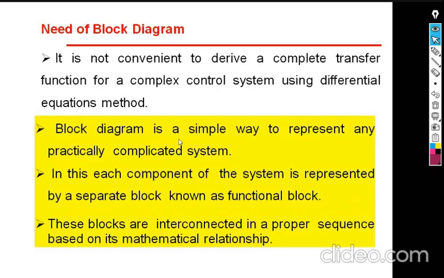Now, the main drawback of the previous methods, I'm not saying it's a drawback, is that it is not convenient for me to write the number of equations. Hence, an alternate technique to determine the transfer function is the block diagram reduction technique, which I explained in the previous class.